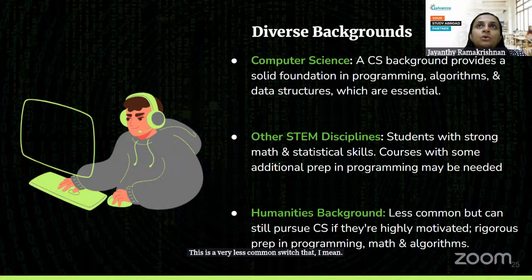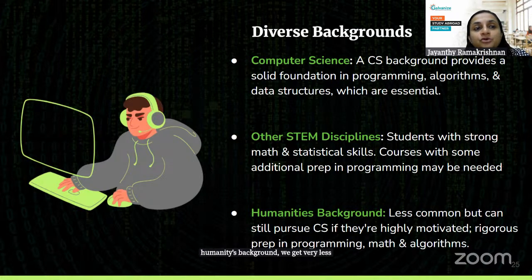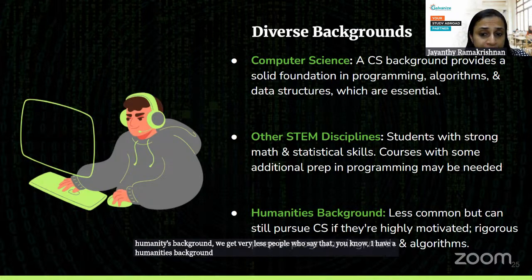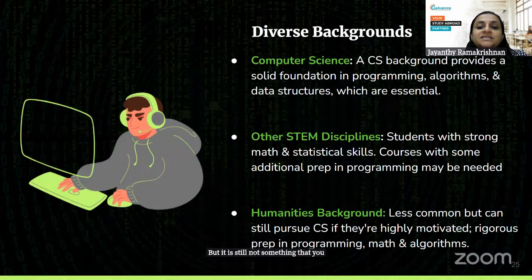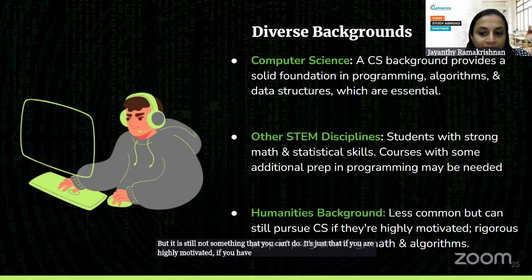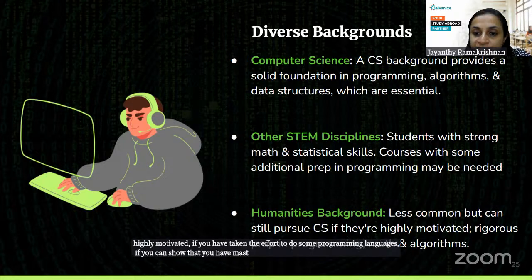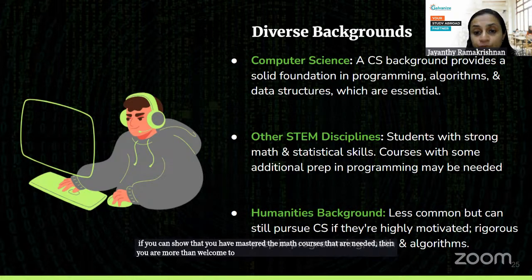Now, people from a humanities background, this is a very less common switch. We have students from various engineering and STEM fields who want to go into computer science. That is almost an everyday thing. From a humanities background, we get very few people who say, I have a humanities background, but I want to go into computer science. But it is still not something that you can't do. If you are highly motivated, if you have taken the effort to learn some programming languages, and if you can show that you have mastered the math courses that are needed, then you are more than welcome to apply for a computer science program.